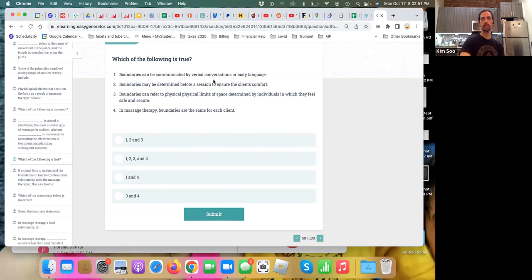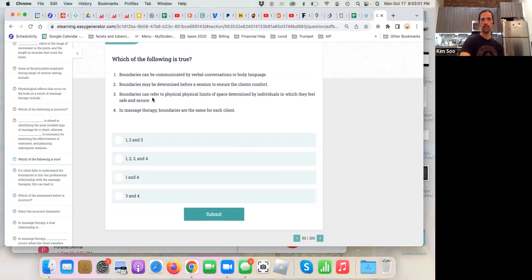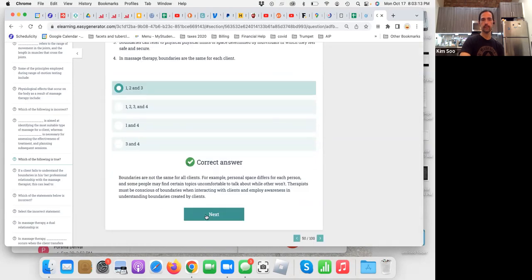So let's try 2 and 3. That's not an option. Boundaries may be determined before a session is number 2. Yeah, I think that's true. Boundaries can refer to physical limits of space defined by individuals where they feel safe and secure. Yeah, I think 3 is true. Boundaries can be communicated by verbal conversations or body language. Oh, yeah, number 1 is included. 1, 2, and 3. Correct.